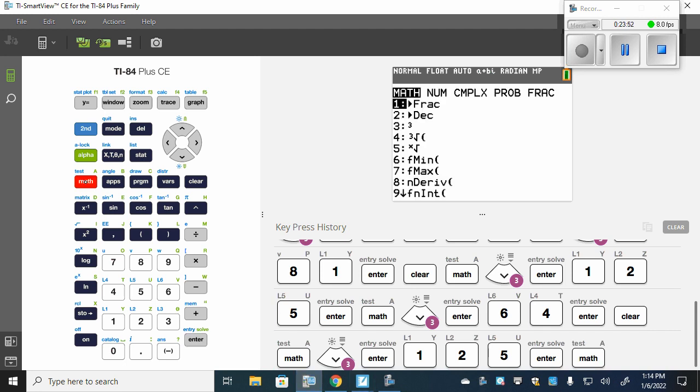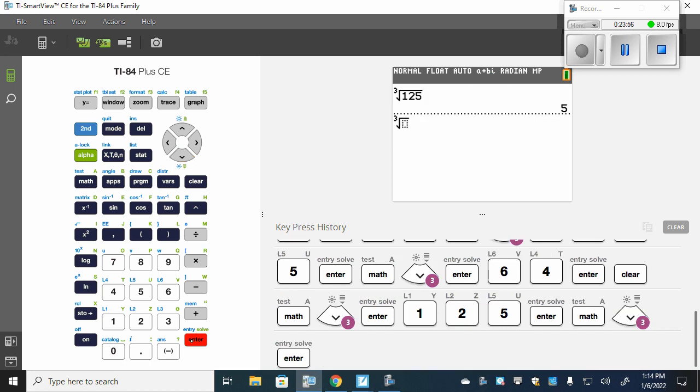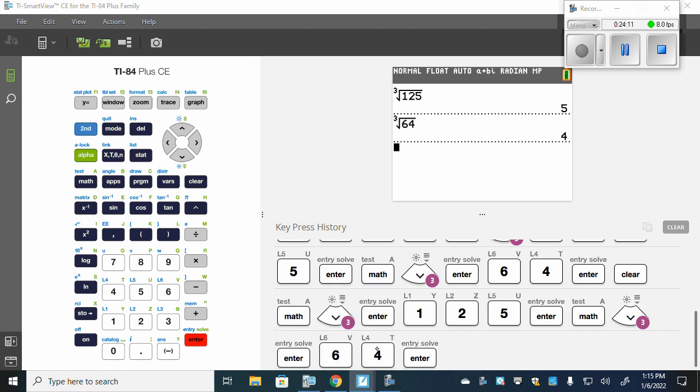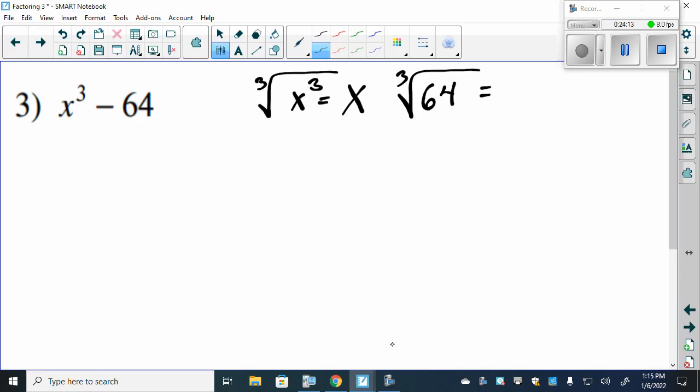So I can go math and scroll down to the cubed root, type in 64, and we get 4, because 4 to the third is 64. So this here would be 4. That means that this is the difference of perfect cubes, and we know exactly what their cubes are.